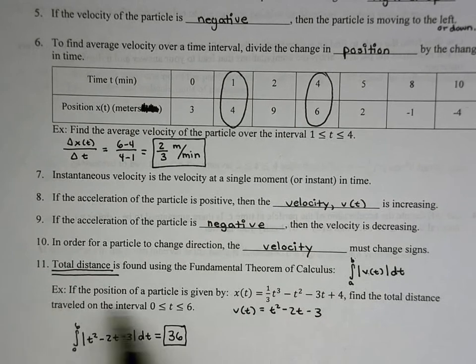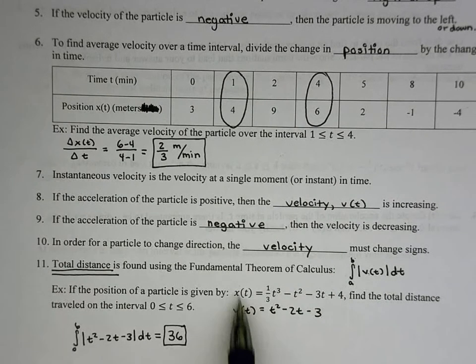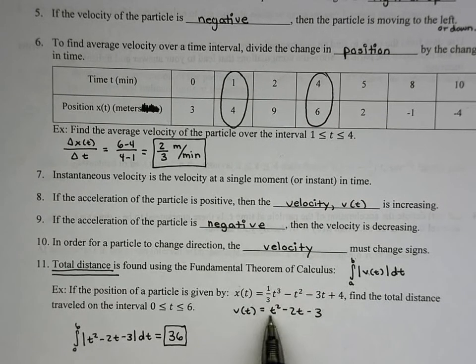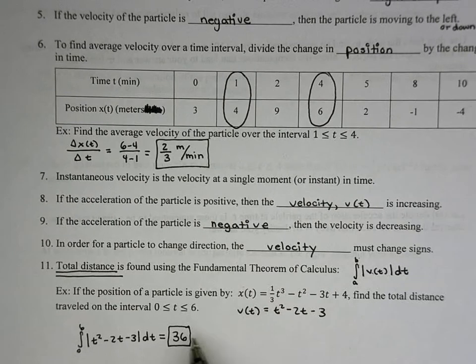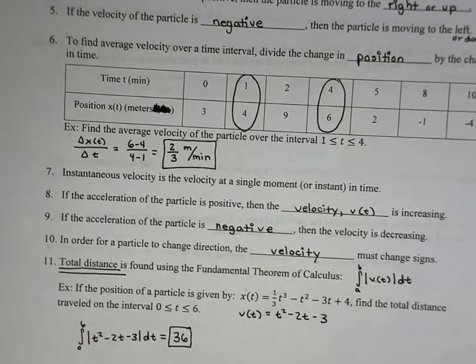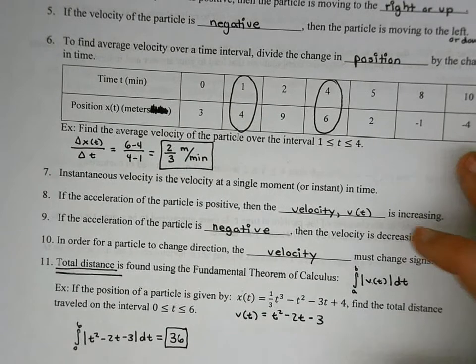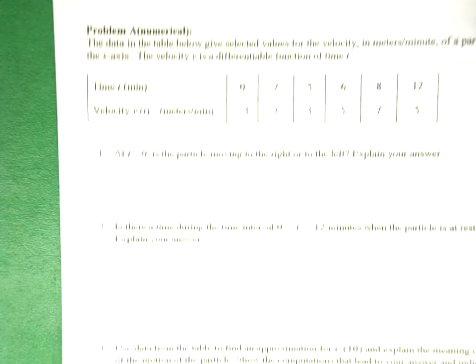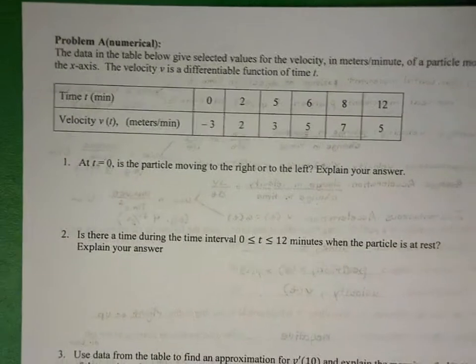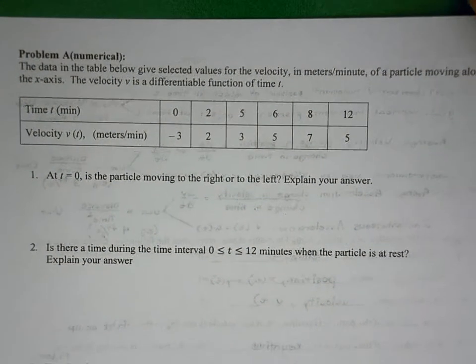And so then we practiced it with this problem. We took our velocity, which was taking the derivative of this function, and then calculated what it was, which was 36. Okay? And so we have 3 practice problems here that we're going to work through: a numerical, a graphical, and an analytic one. Okay. And again, these are on my website.